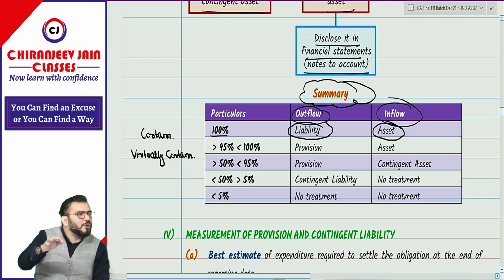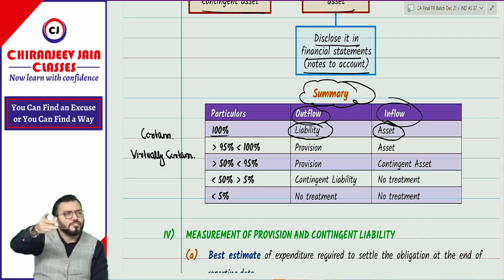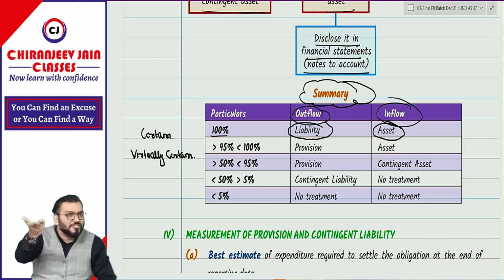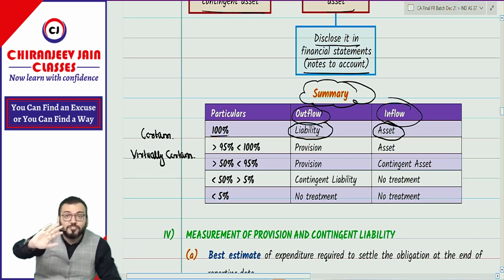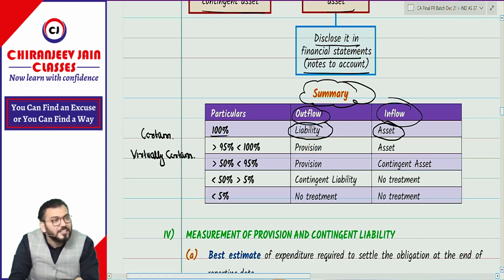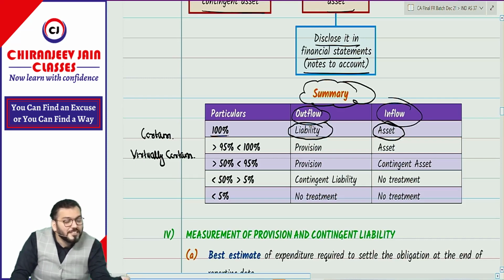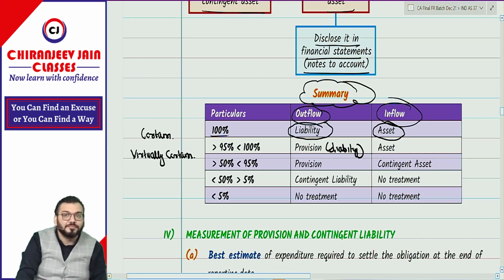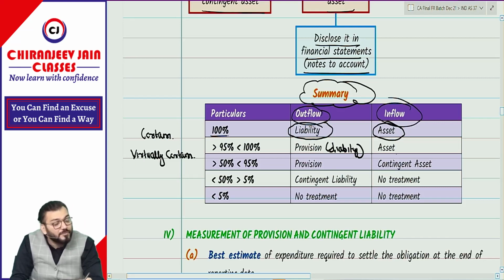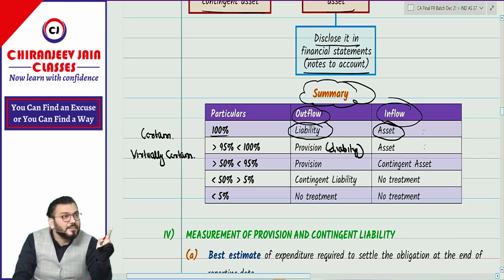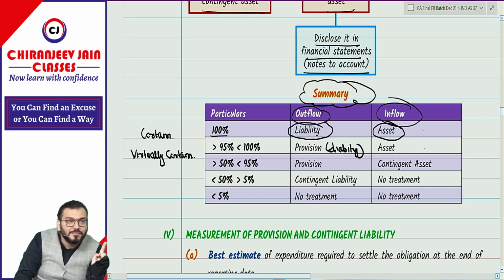If I say probable for obligation, but not virtually certain, and we are not using the words not virtually certain, then probable includes virtually certain because it is more than 50%. When I say chances are more than 50%, it also includes chances of more than 95%. So if outflow is virtually certain, we should recognize provision. Provision is nothing but liability. And if inflow is virtually certain, we should recognize asset. Means both are the same to this extent.